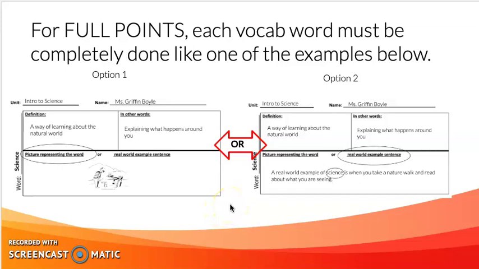You are going to now finish your vocabulary words that we have started so far in our Intro to Science unit. When you get to the word science, you are not allowed to copy mine down. You need to come up with your own example or your own picture. This just shows you how to do it. Let your teacher know if you have questions.